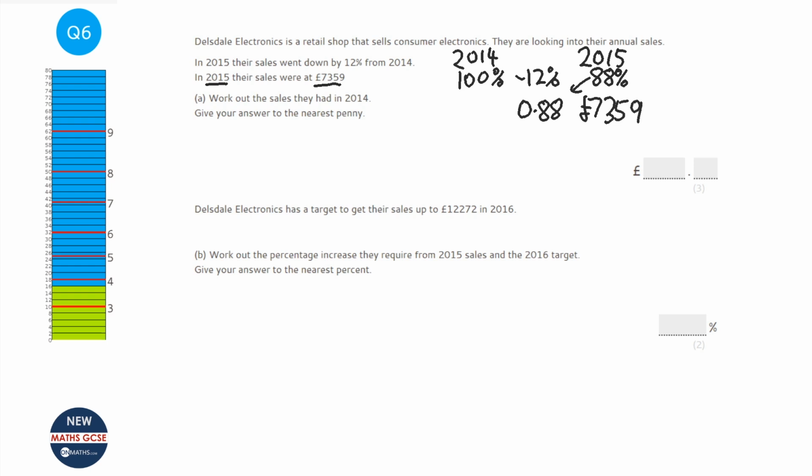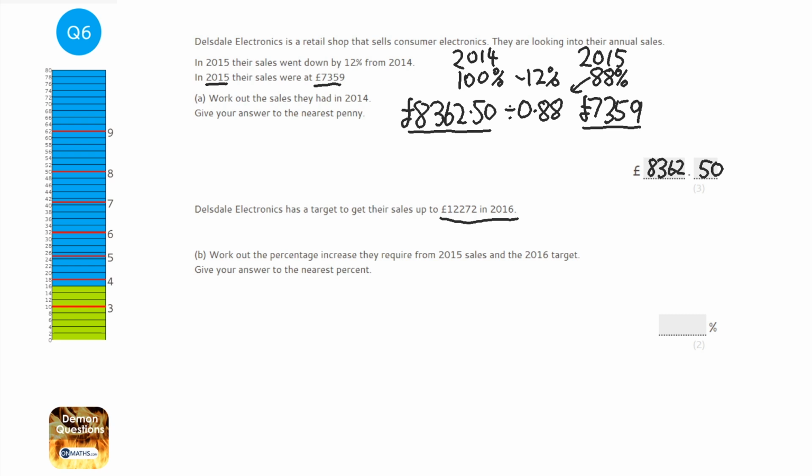So we want to work backwards. So what we want to do is, I'll get my calculator, 7,359 divided by 0.88, and that gives me £8,362.50. You've got to ask yourself, well, is that reasonable? Well, they went down by 12%, so it's natural that they would go from a number around just over 8,000 to a number that's just over 7,000. So I'm going to write the answer, £8,362.50.